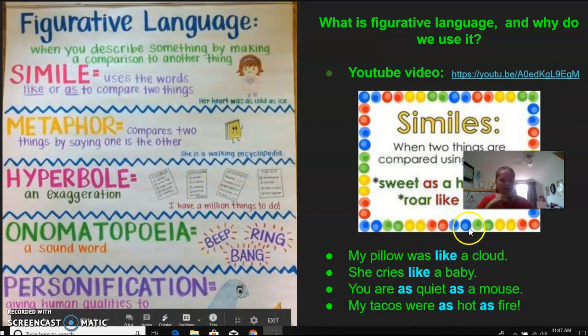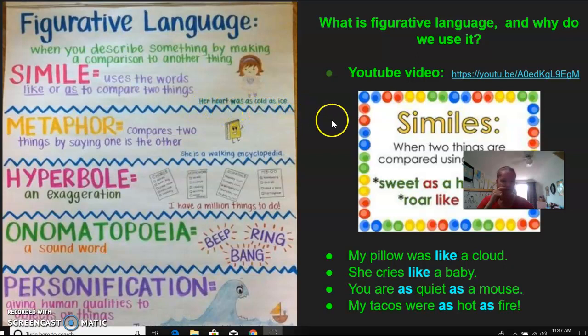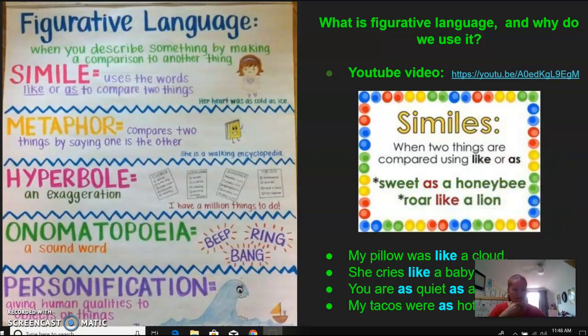All of these, they even have an example on the anchor chart. Her heart was as cold as ice. Well, that probably means ice is so cold you can't even hold it, right? So I guess her heart was pretty cold, meaning she may not have been very kind if it's as cold as ice. Those are all great examples of similes. You could even make up a few similes of your own and just have fun with it. Again, this is figurative language. It's poetry. So if you write a few similes, then you are writing poetry, right?